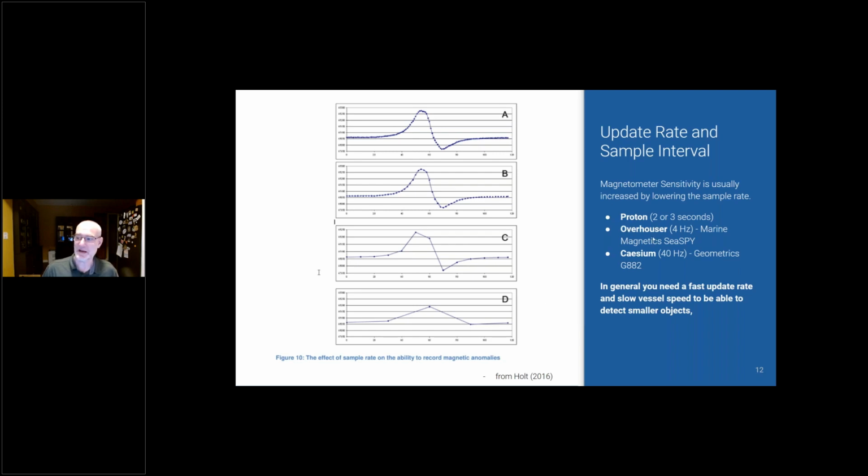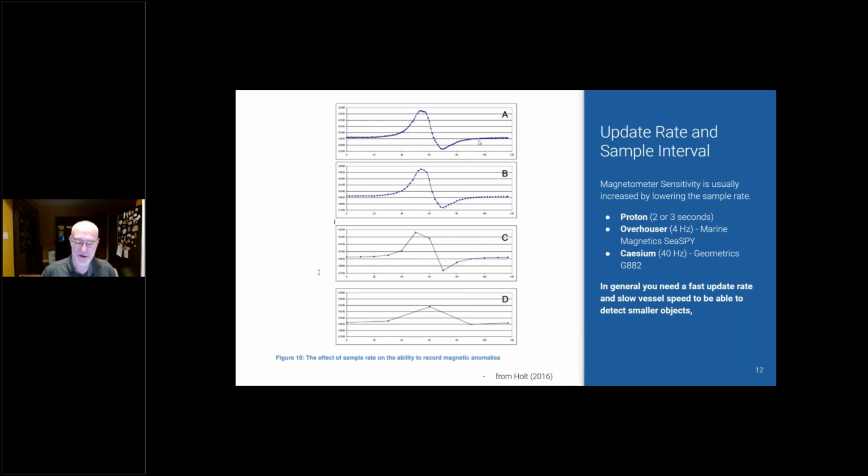The newer style, the Overhauser and cesium magnetometers, can sample much faster. Like an Overhauser, these are both old examples, but an Overhauser is a 4 Hertz sample rate. Now you're starting to move your way up to the C or B zone, where you can start to see more of the anomaly. And the cesium, where they can go 40 Hertz, now you're up here on A, and you're seeing a really nice anomaly.